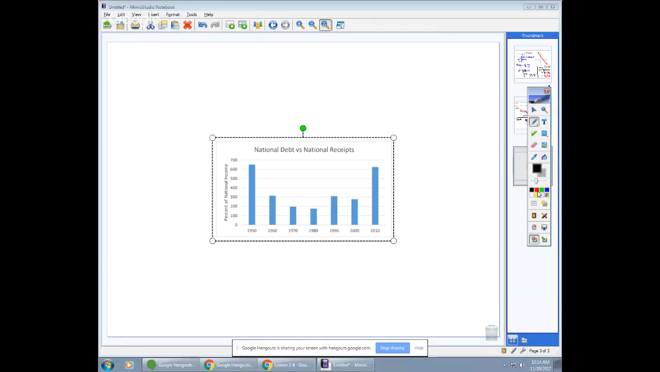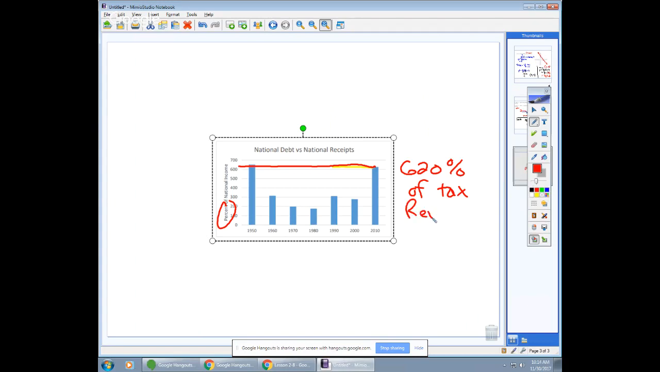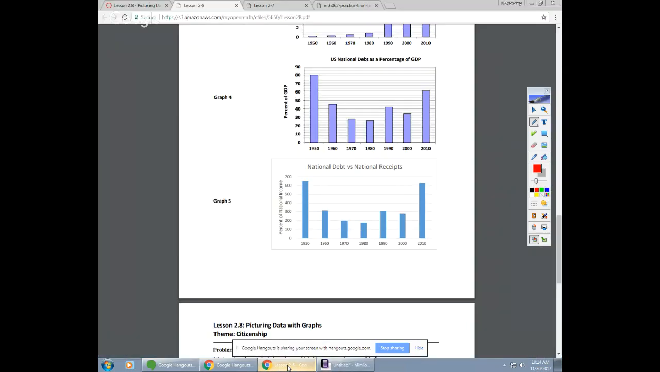I trace that over here. Just from color, I want red maybe. So it's somewhere above 600%. So I'm going to guess that it's 620% of tax revenue. So that is our debts in 2010. So that's number 7.